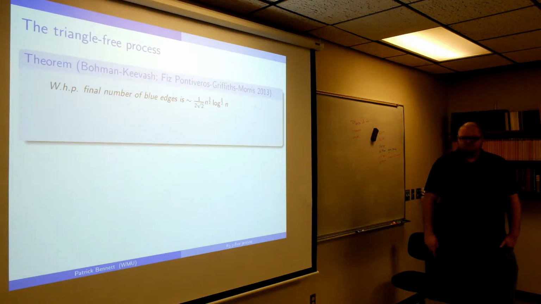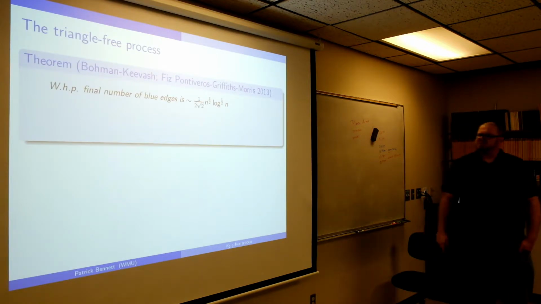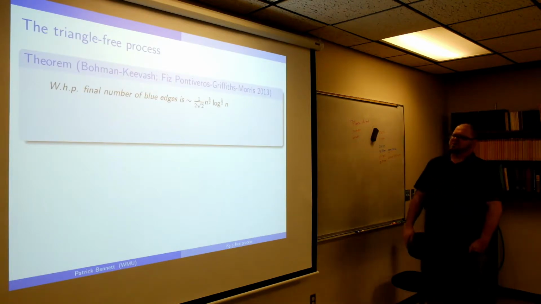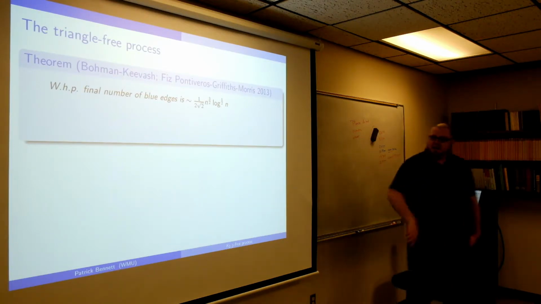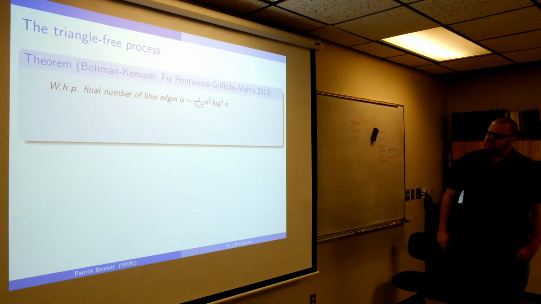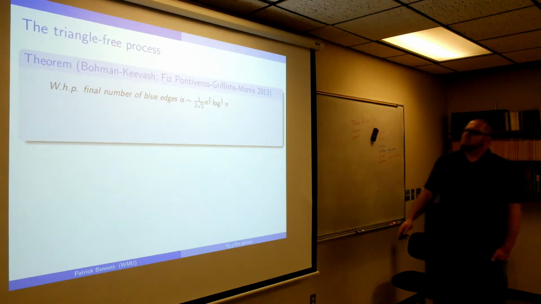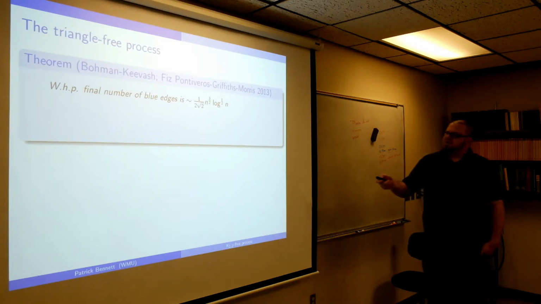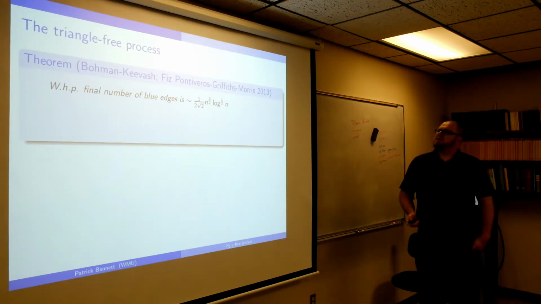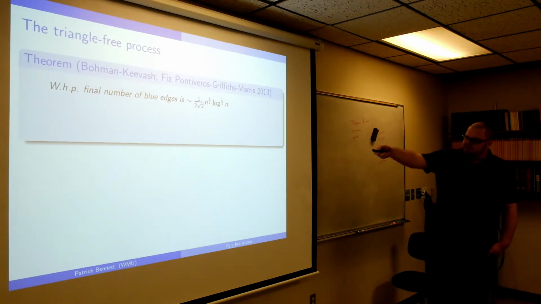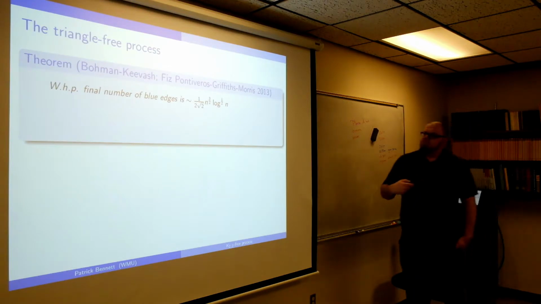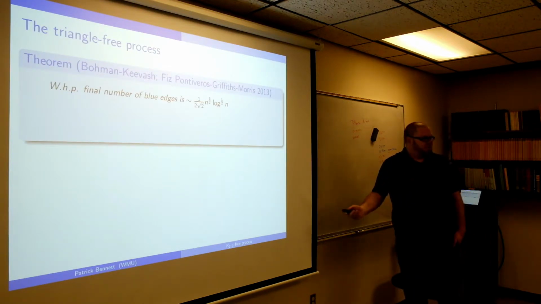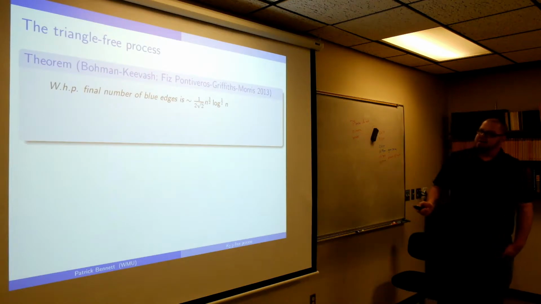I'm very confident saying that this is the most well-studied instance of such a process, and maybe one of the earliest studied. And I won't tell you the whole history of it, but I'll tell you the cutting edge. Here's a result by Bohman, Keevash, and independently Fiz Pontiveros, Griffiths, and Morris, that they determined asymptotically, even including the constant, how many blue edges you end up with at termination with high probability.